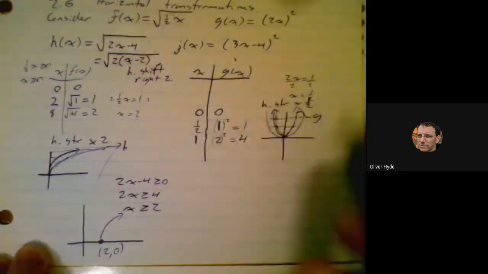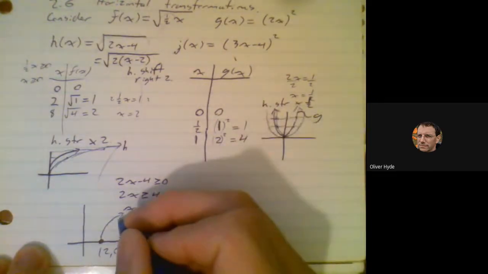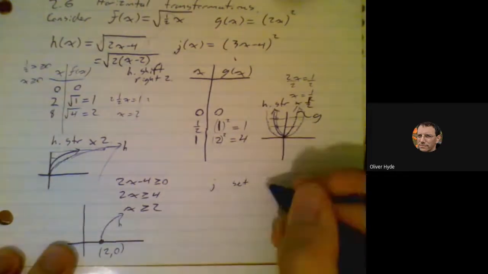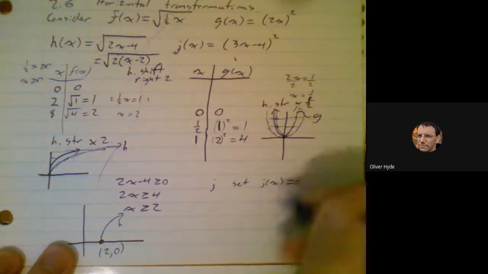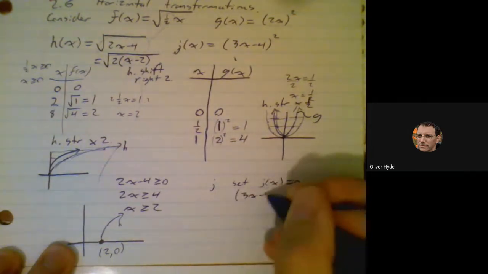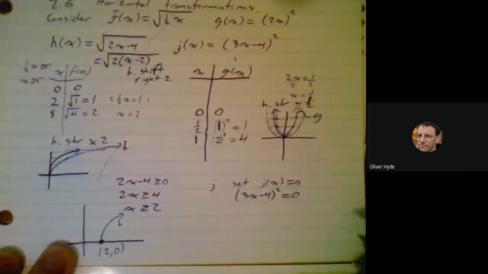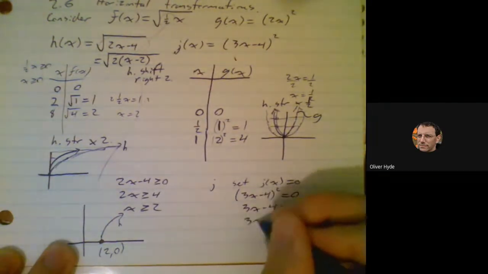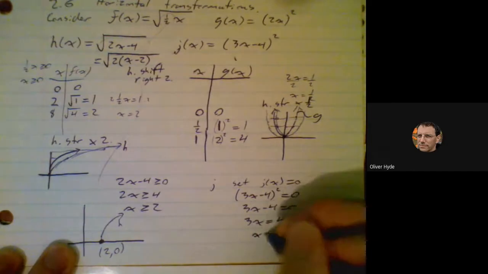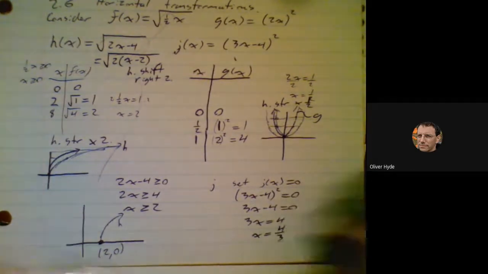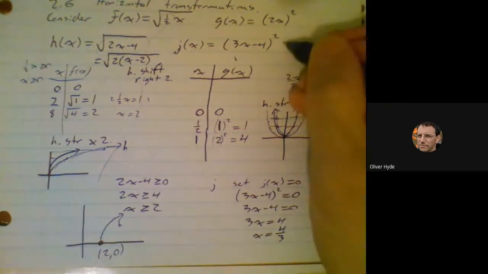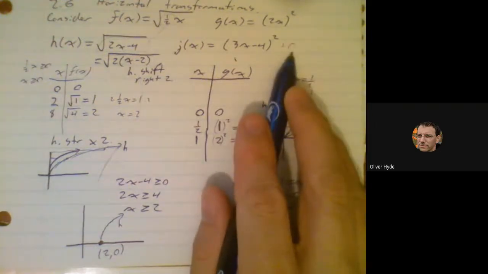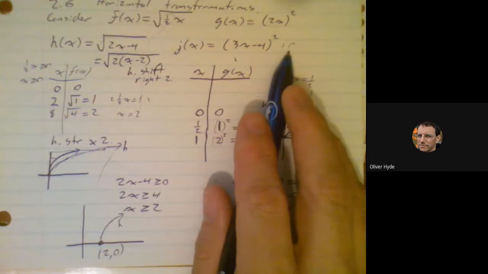For example, for j, this is h here. For j, if I wanted to find the x-intercept, if I were to set j of x equal to 0, that would mean that 3x minus 4 squared was equal to 0. That means that 3x minus 4 would be equal to 0. It means that 3x would be equal to 4, and x would be equal to 4/3. So this is a quadratic, a curve that has an optimal value of 0. It hasn't been translated vertically. It's still on the x-axis.